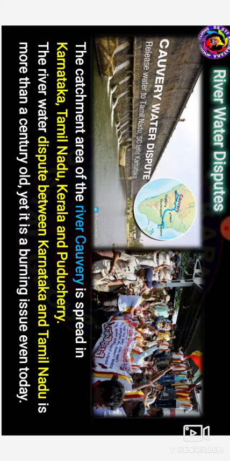The catchment area of the river Kaveri is spread across Karnataka, Tamil Nadu, Kerala, and Pondicherry. The dispute over this river between Karnataka and Tamil Nadu is more than a century old. It is a burning issue even today.